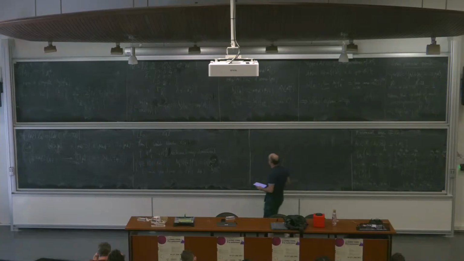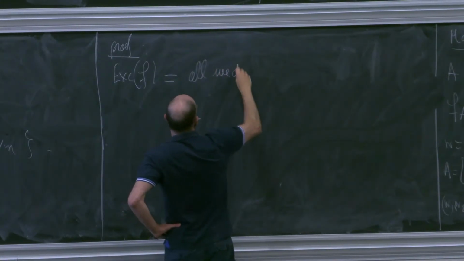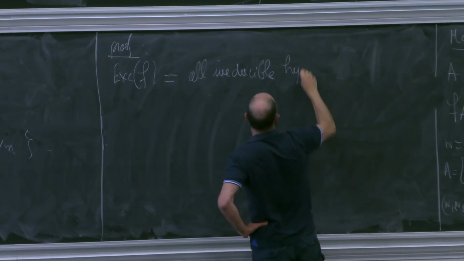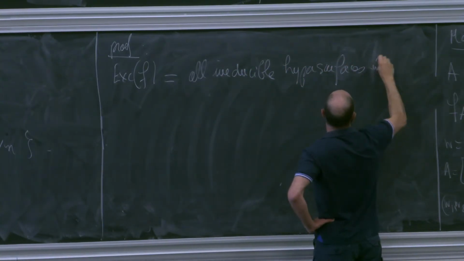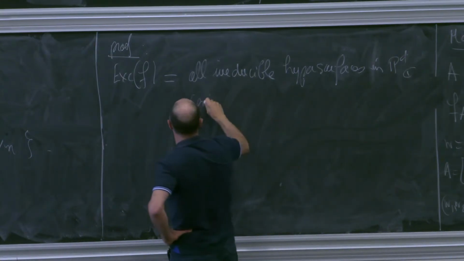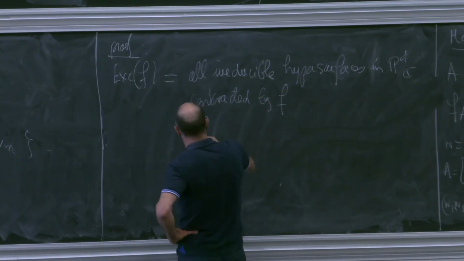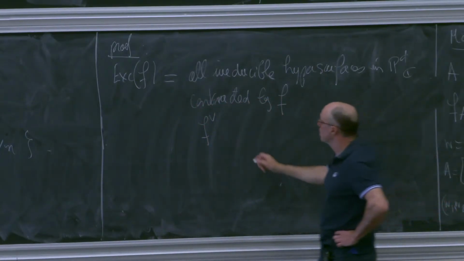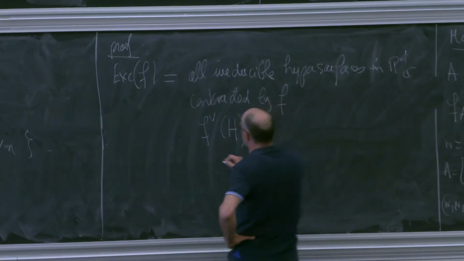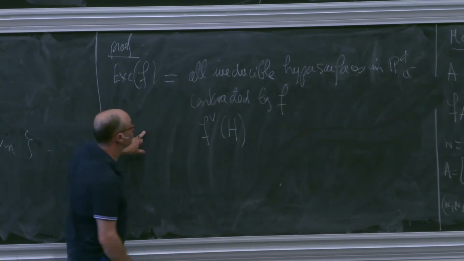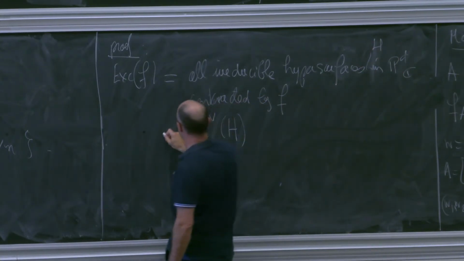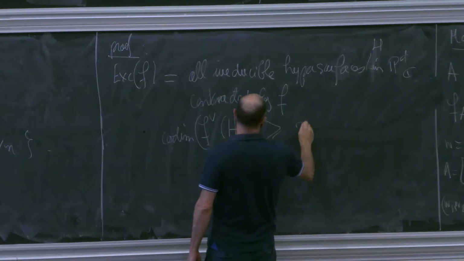Okay, so the proof is as follows. Let me remember that you have the exceptional locus of f. So this is the set of all irreducible hypersurfaces in P^N that are contracted by f. So what does it mean? It means that, remember, I defined the proper image. So if you look at the proper image of H, the codimension of H is 1, so I want this to have codimension at least 2.